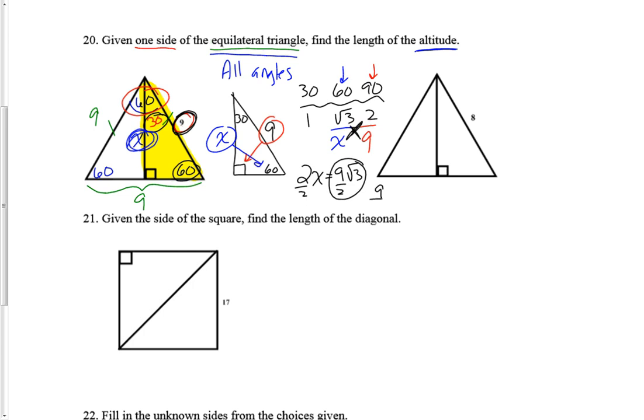9 divided by 2 times the square root of 3. You can also write that as 4.5 times the square root of 3 as well. Moving on to the problem at the right.